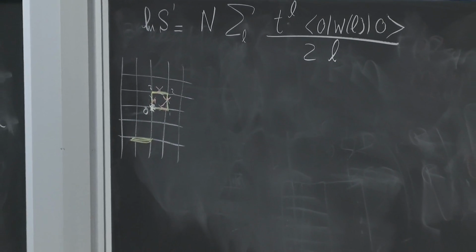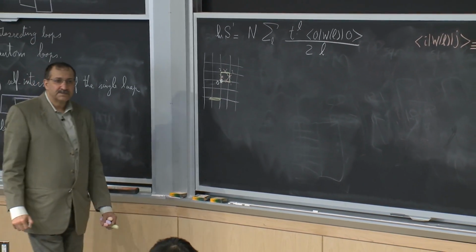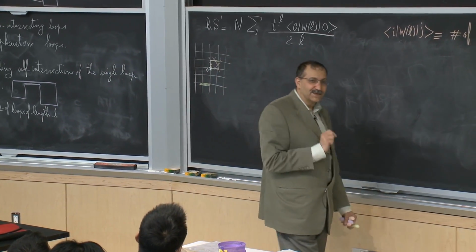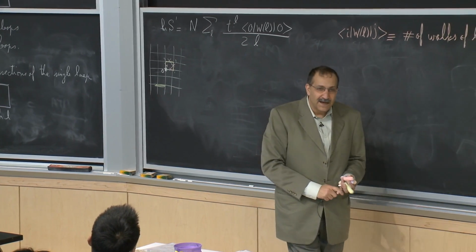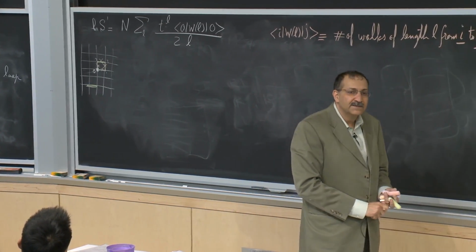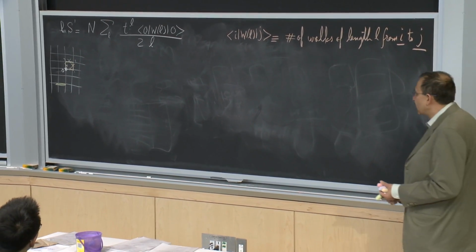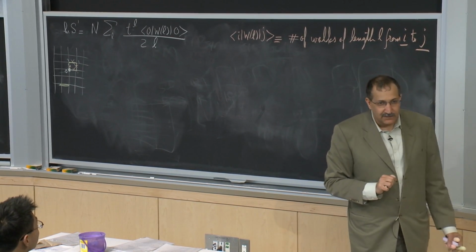If we allow walking over ourselves, is it always a degeneracy of 2L? Yes. You can go and do the calculation to convince yourself that even for something as convoluted as that, it is 2L. Okay? So this is what we want to calculate.